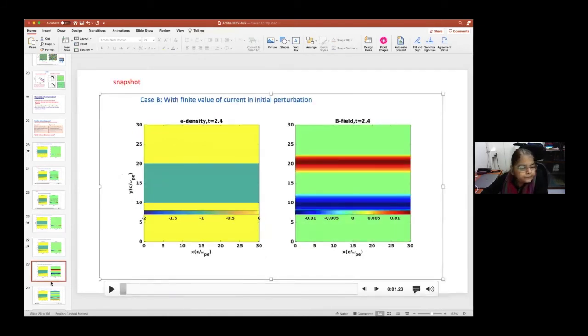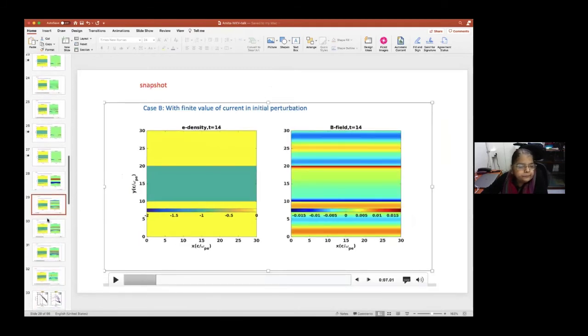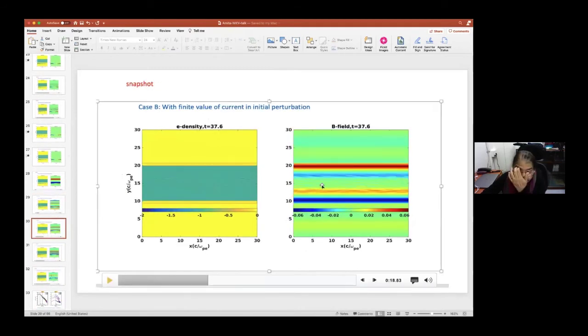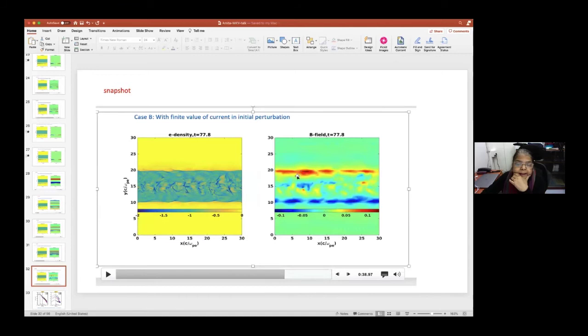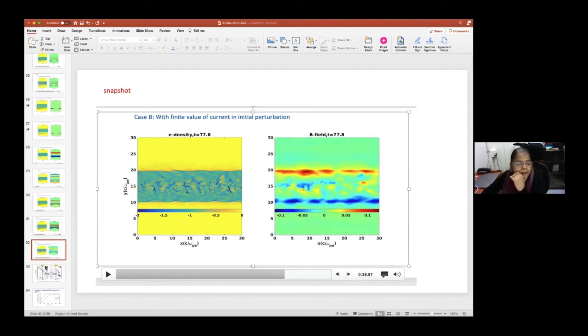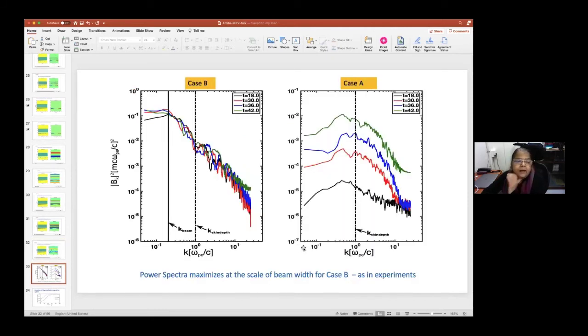These are some of the snapshots. As you can see, it is only later that the Weibel instability has appeared, and something like a kink also starts forming at a much later time. And if we look at the spectra, then for case A, as expected, the spectrum peaks at the skin depth, whereas for the case B simulations, where we had a finite extent of the beam as well as a finite imbalance in the current, the spectrum is higher at longer scales.